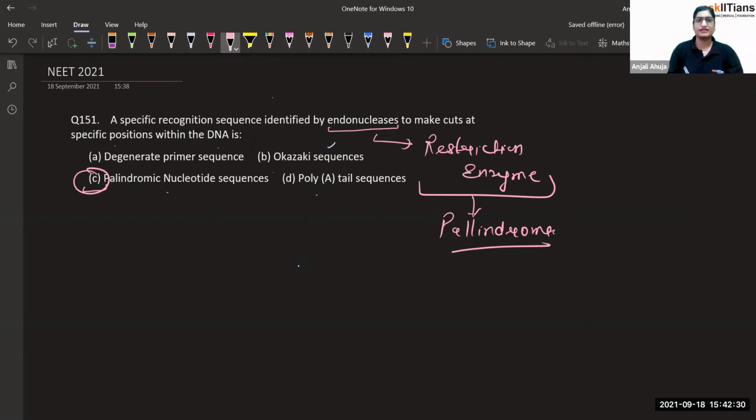So that is correct. And this is Okazaki sequence, poly-A tail. Poly-A tail, actually, this is used in modification, kind of, when you have to end a sequence or something like that. And Okazaki fragment, you've learned that in DNA replication. So degenerate primer sequence, nothing like that. Palindromic nucleotide sequence, and that is the point where restriction enzyme is going to recognize.